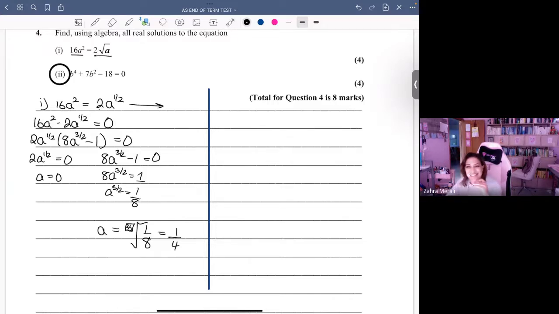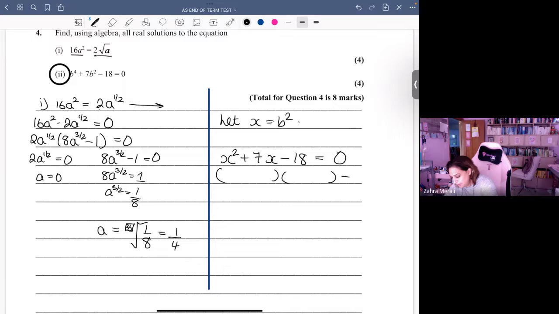Right, this is a disguised quadratic. Now, you'll get better at recognizing these because you're going to end up doing them, and they come up loads and loads and loads, and you're going to do them really often, and so it'll be fine. So we're going to let x equal b squared. So we're going to get x squared plus 7x minus 18 equals 0.